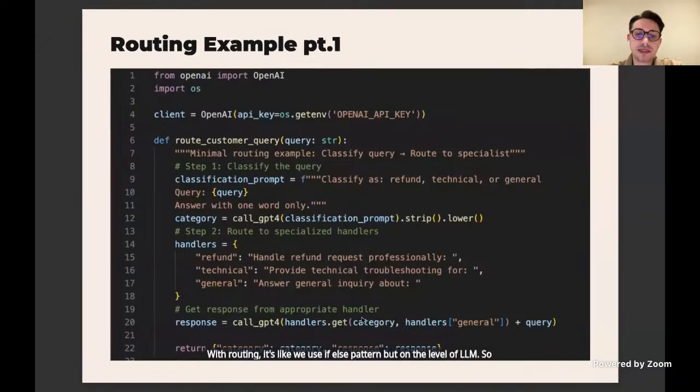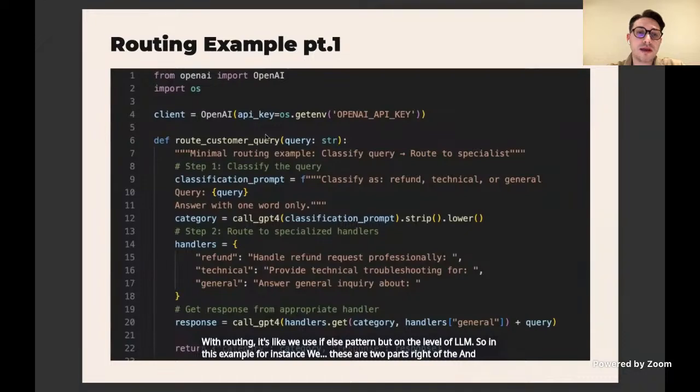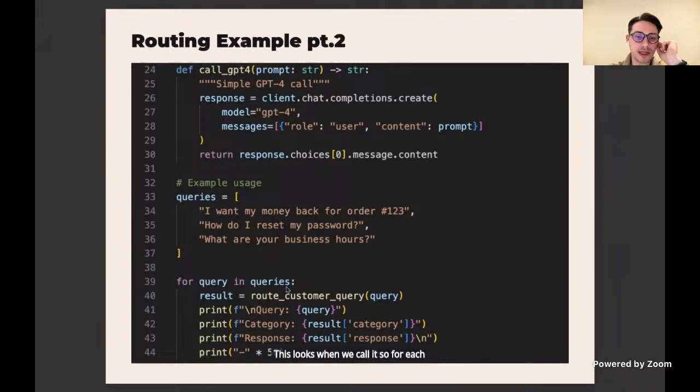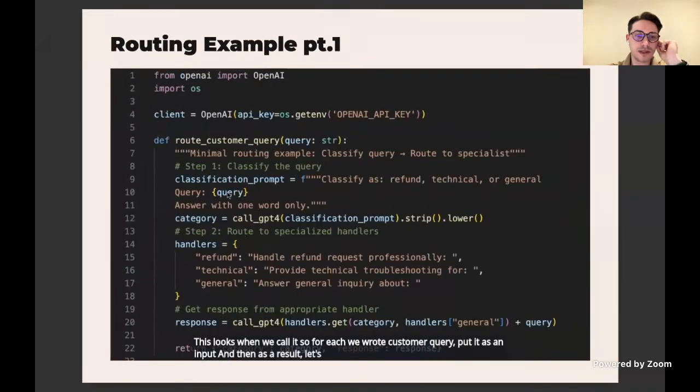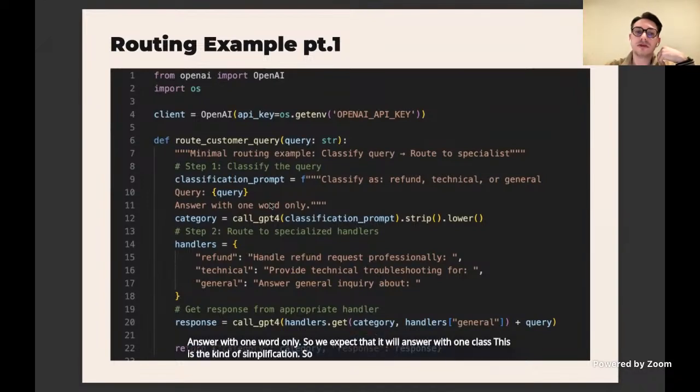In this example, these are two parts of the code. We have a function to route a customer query. Let's look at how this looks when we call it. For each query, we write a customer query and put it in as an input. Then let's get back to the function and see. The query goes into the classification prompt, and we ask the LLM to classify it into three classes. Answer with one word only. So we expect that it will answer with one class. This is a kind of simplification. Actually you should use something like JSON formatting as an output, because it's much more reliable. But just showing it as a pattern, it will be all right.